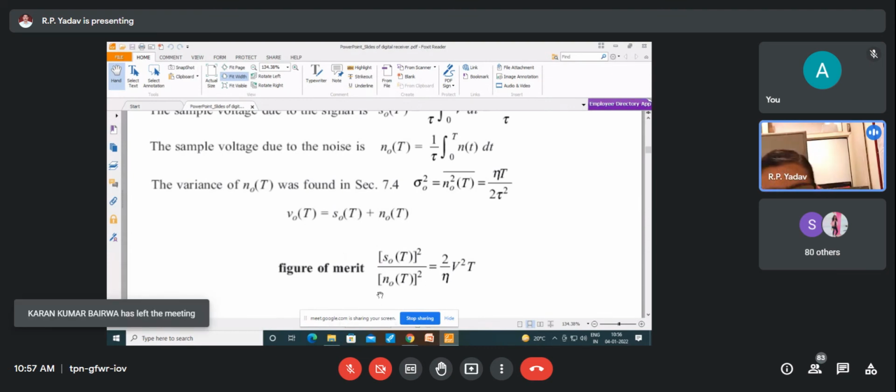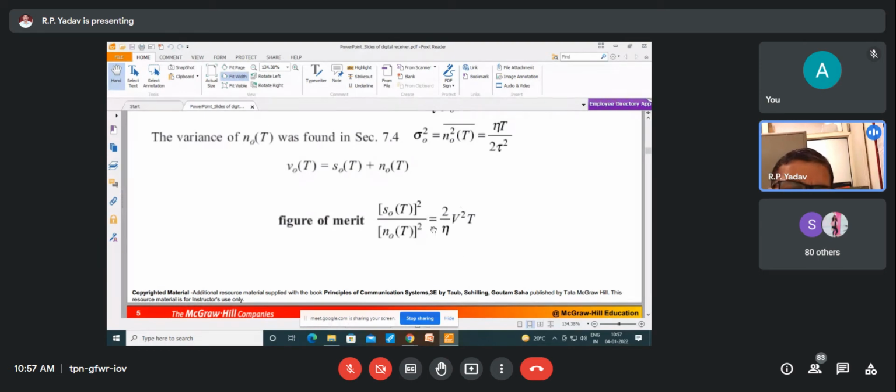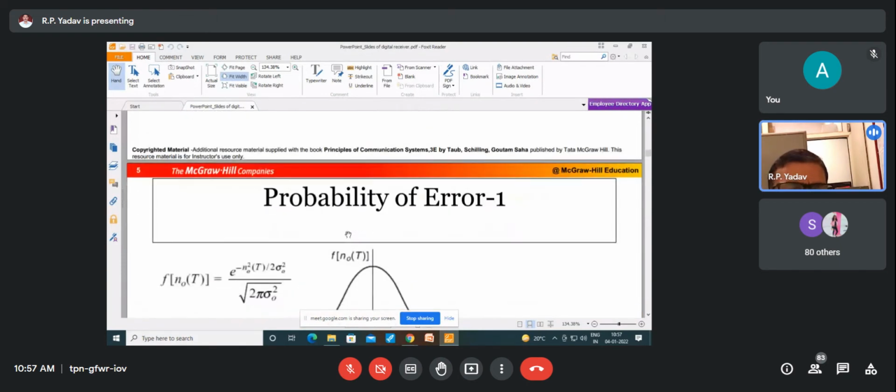And if you define a figure of merit, what is a figure of merit? Figure of merit means signal power upon noise power. So if you define the signal power upon noise power, this becomes essentially 2 upon eta V square T. So we can calculate here which parameter will increase this figure of merit, meaning essentially the quality.